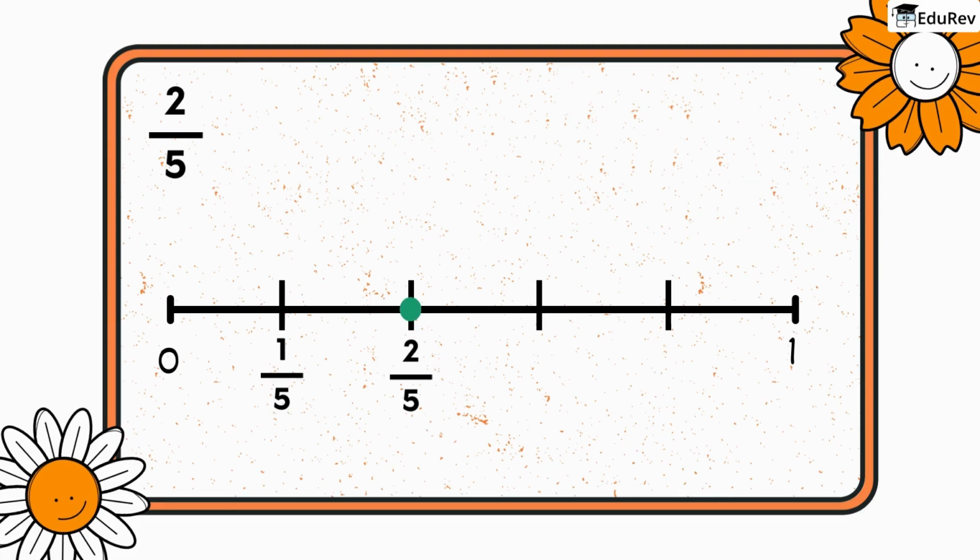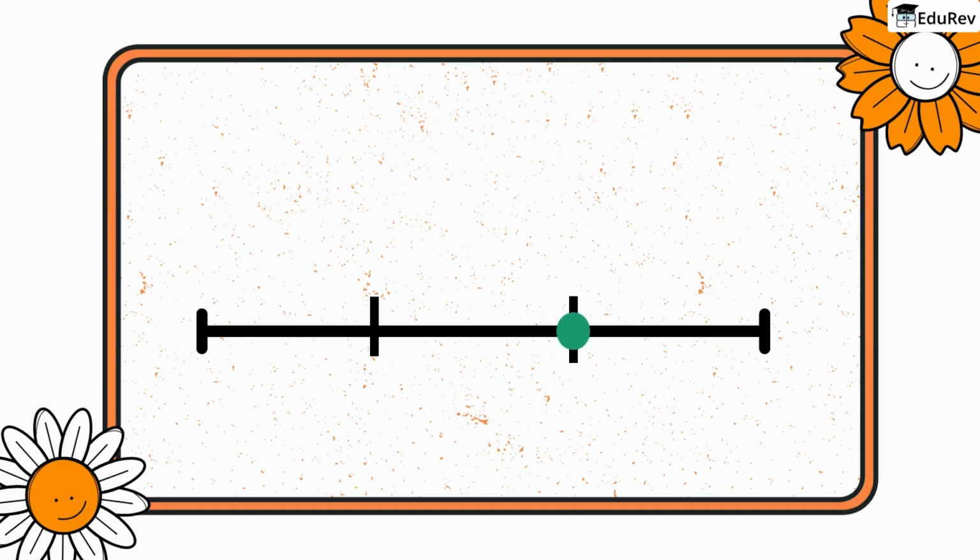Now, let's see an example the other way round. Here we have a number line and a marker. The marker is between 0 and 1. So, it can't be a whole number. It must be a fraction. Let's work out what fraction belongs here.